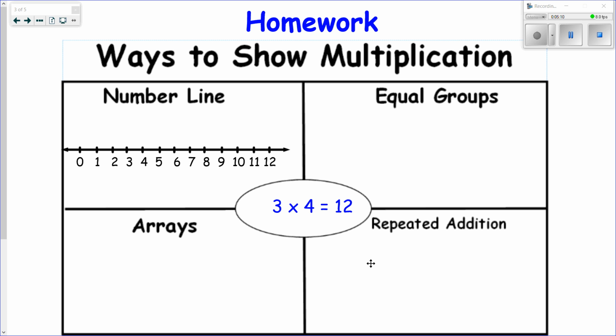And finally, I want to see repeated addition. I want you to see the three and add it four times. So that is your job for this weekend. If you do this and write it down on a paper, you can take a picture of it and send it to me in one of the ways I've outlined.